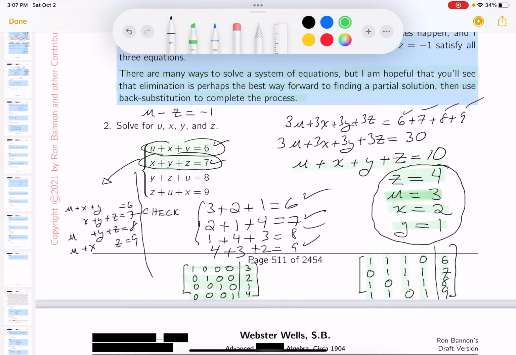And then someone says, what are you going to do now? Well, maybe you could take this row and subtract this row. You get the idea? And what would you get? Well, let's take a look at it. The Z would disappear, the U would disappear, you would get Y minus X equals 8 minus 9 is minus 1.